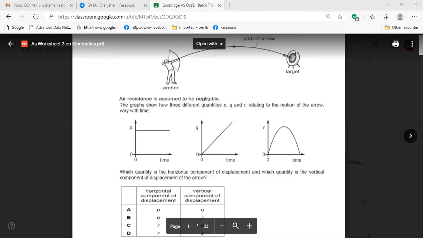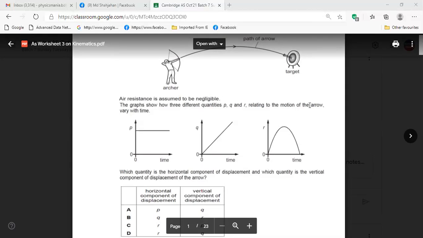Navid, which one is matching? The vertical component displacement? Is it P or R? Which one? Sir. No? Which R one? R. Yes, correct. So R is matching with this one.